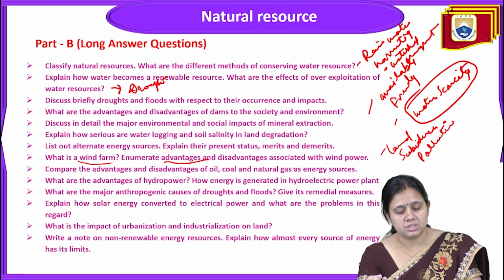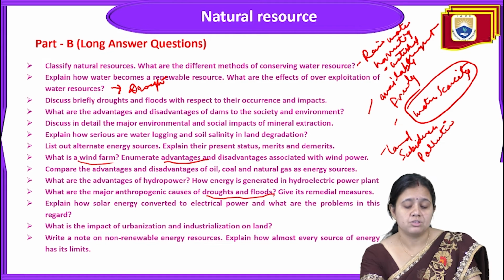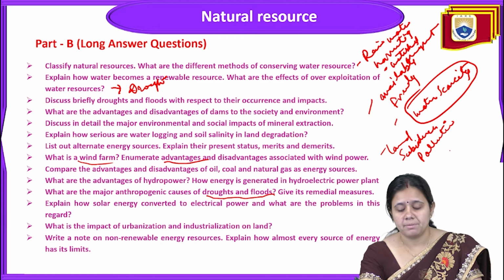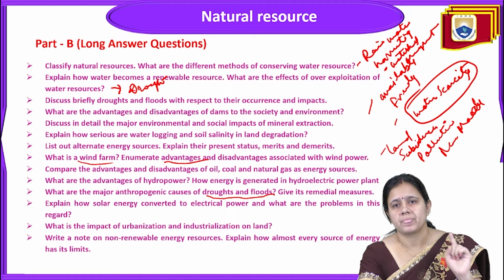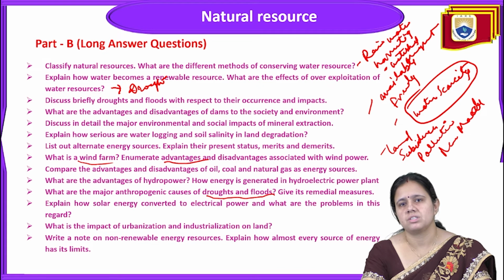What are the anthropogenic causes of droughts and floods? Anthropogenic means man-made, human-induced activity. So the first ones are clearing of forest, habitat destruction, pollution, air pollution, water pollution, and these are the man-made activities causing droughts and floods.